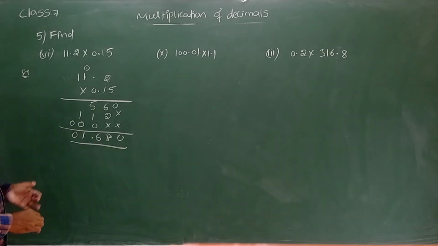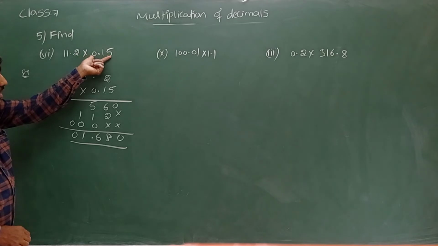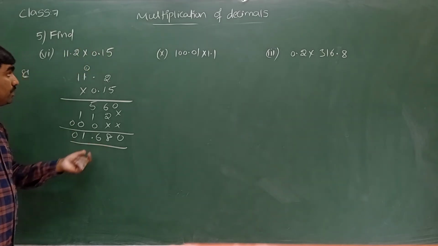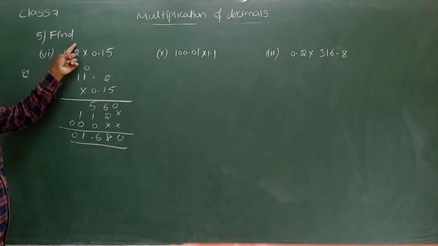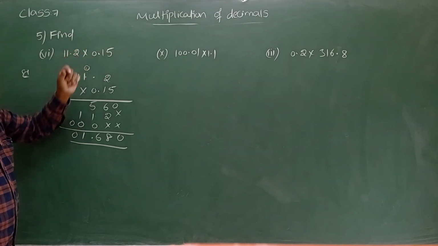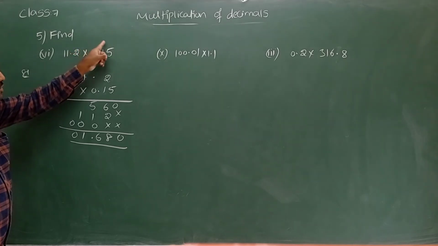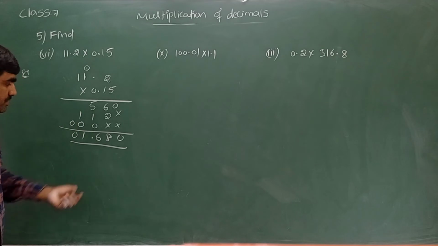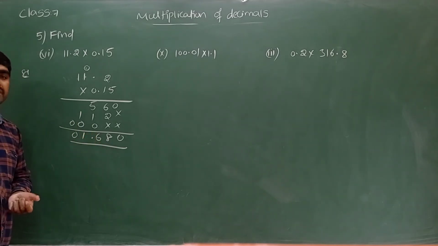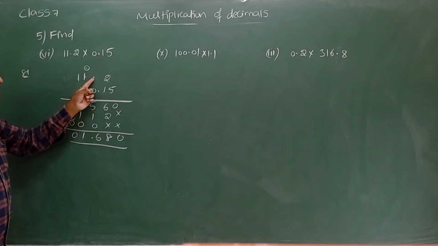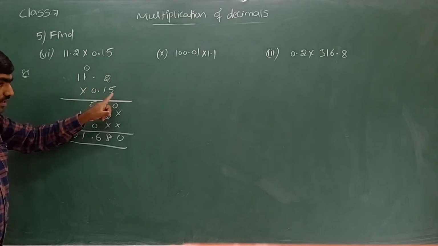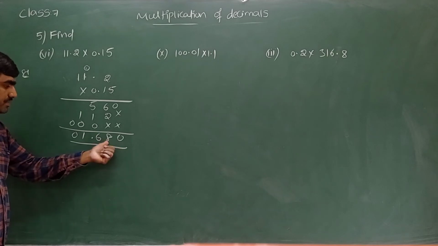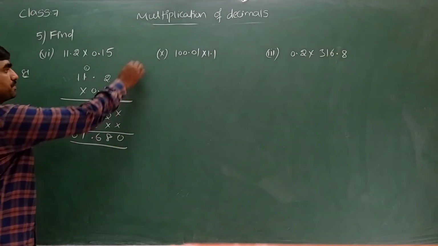So that is what we can see: the sum of decimal places in the given decimals equals the decimal places in the product. Number of decimal places: one has 1 decimal place, the other has 2 decimal places. Sum of decimal places, 1 plus 2, 3. So the product also must contain 3 decimal places. Yes, you can see 3 decimal places. Or simply you can say, point after 1 digit, point after 2 digits, together point after 3 digits. So from back onwards, 3 digits before, keep the decimal point.